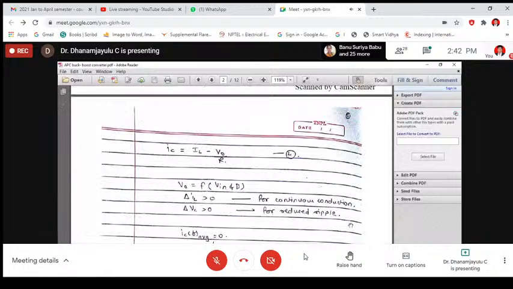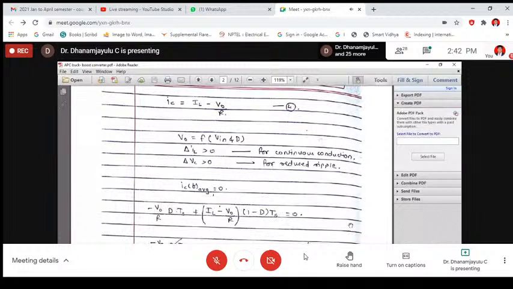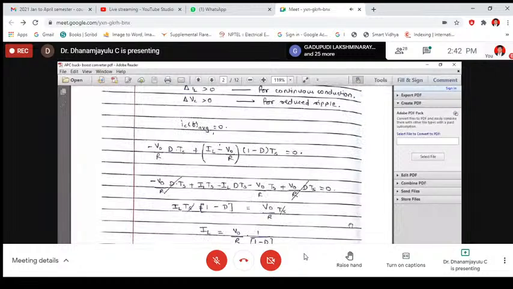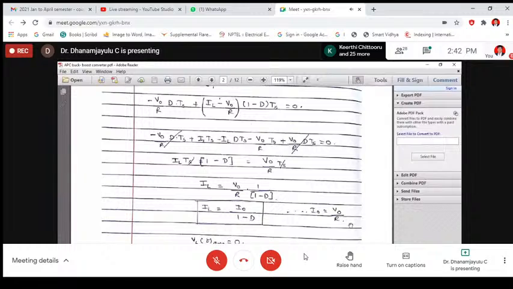And you can calculate the delta IL and delta VC for the continuous conduction mode and ripple. So for the average of IC(t) equal to 0, you can calculate the average ripple current, that is minus V0 by R into D into Ts, plus IL minus V0 by R into 1 minus D into Ts, equal to 0. Then you can calculate the inductor current IL, that is IL equal to I0 by 1 minus D, whereas I0 equal to V0 by R. So based on I0 and V0, you can decide the values of L and the capacitor.